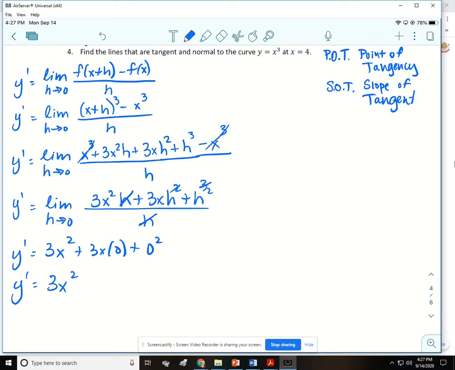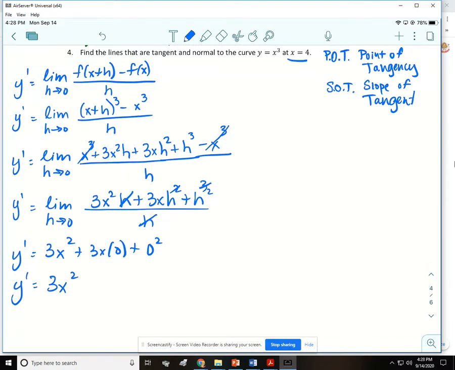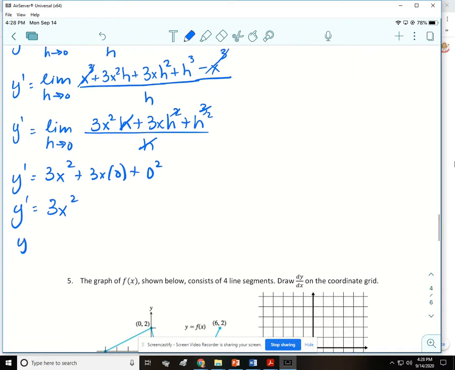Okay, so if I want to find the slope of the tangent line when x is 4, I'm going to take my derivative and I'm going to plug 4 in for x. So that's 3 times 16, which is 48. That's the slope of the tangent line, or the SOT.